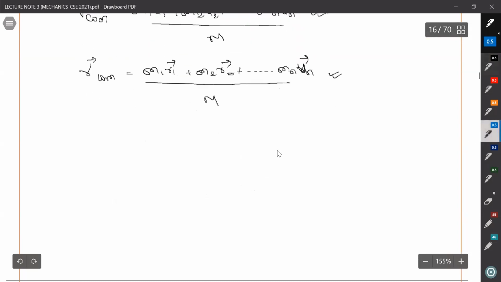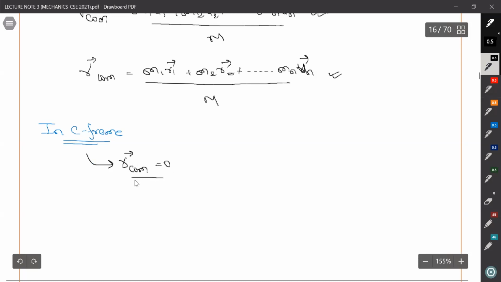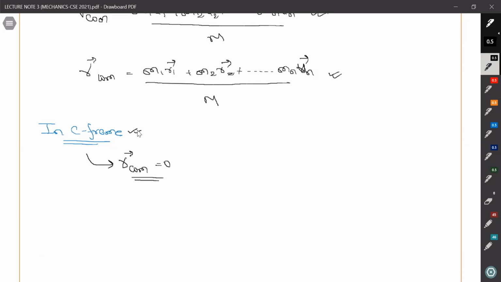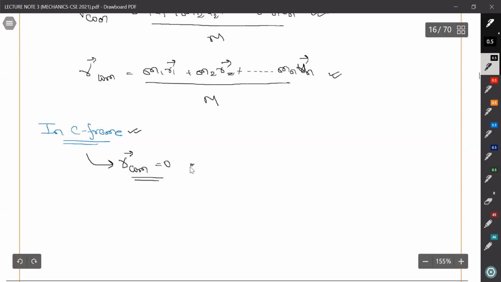But when we see the C frame, in C frame, R of center of mass became what? 0, because we are sitting on the C frame, right? If we are seeing from the C frame, we are sitting on the C frame. So position of center of mass from us is 0 if you are sitting on the center of mass. So what does it mean? Its velocity of center of mass is also 0.